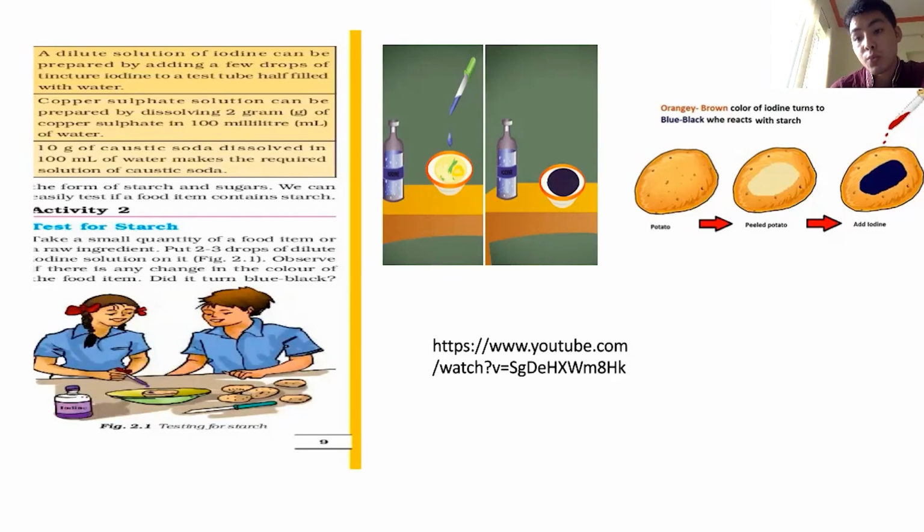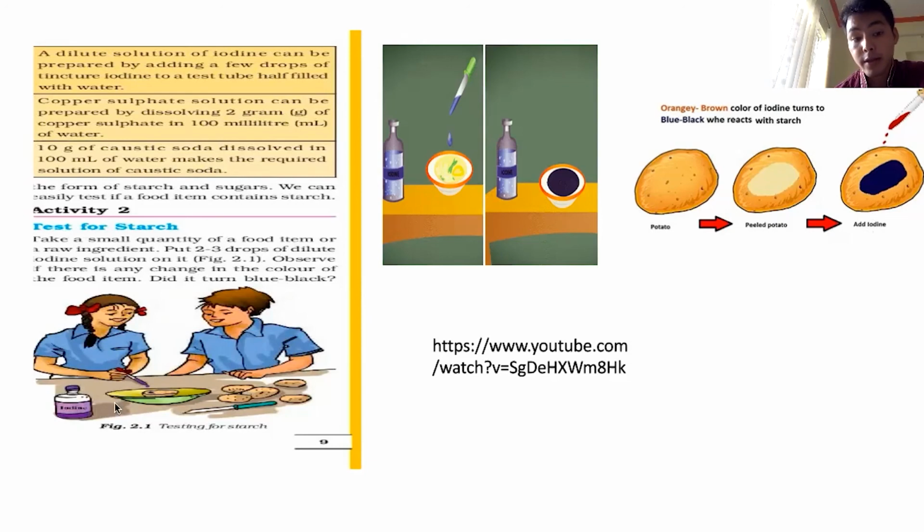That means starch, or carbohydrate, is present. Next, take a potato. You just have to peel off the outer skin of the potato and put a few drops of iodine solution on top. As you can see, the color has turned blue. That means the potato contains starch, or carbohydrate. So if your body requires carbohydrate, you can eat this potato.